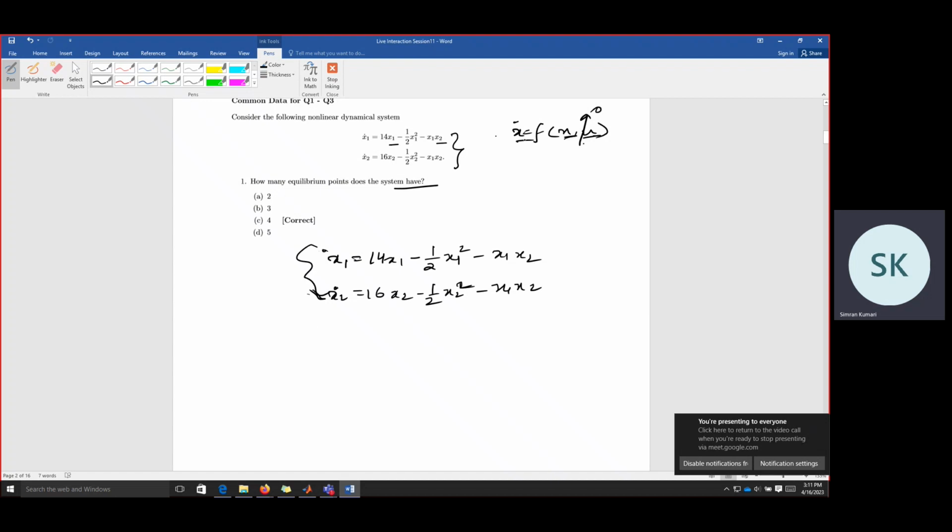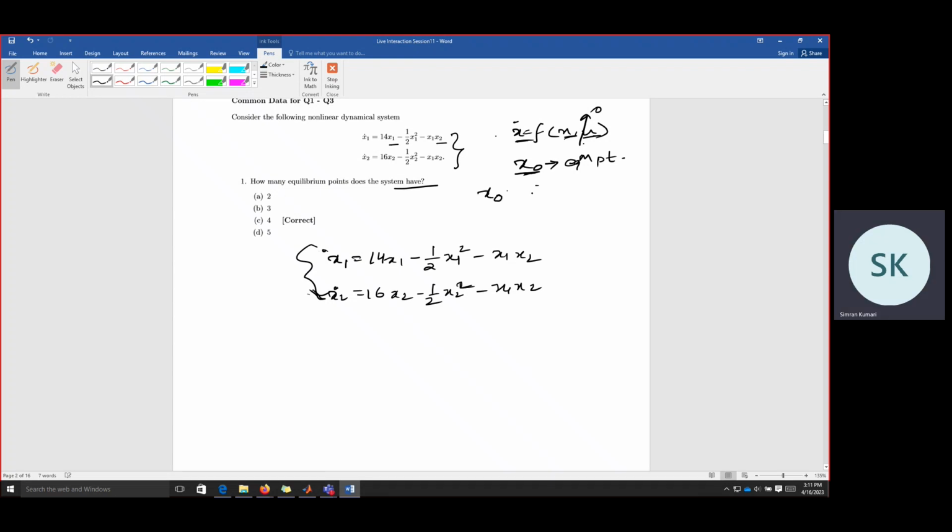So we say that, suppose this is the state space and x0 is an equilibrium point. If the system starts at x0, then it stays at x0. So if initially the system is at x0, then as time tends to infinity, it also remains at x0 only. That means it is not changing, so x dot will be equal to 0. We'll try to find this out. So for this case, x1 dot should be 0 and x2 dot should be 0.